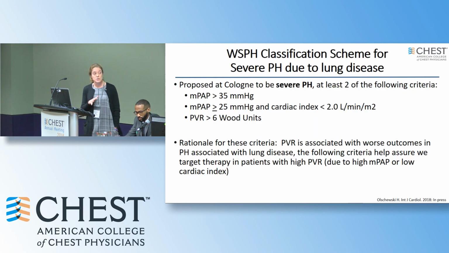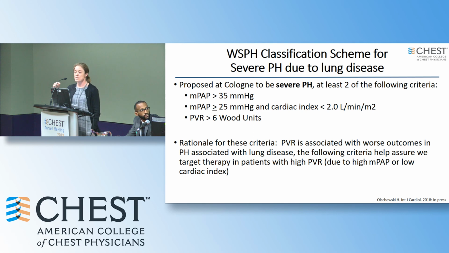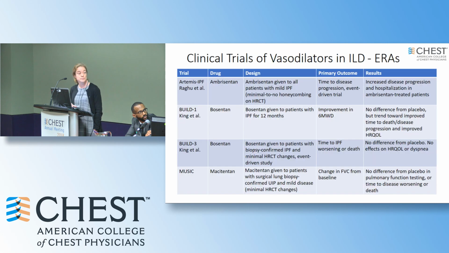So the Cologne Consortium met this summer, and they meet regularly as well, and they defined severe pulmonary hypertension in interstitial or in lung disease as meeting at least 2 of those criteria, those being a mean pulmonary artery pressure of greater than 35 or greater than 25 with a cardiac index below 2, or a pulmonary vascular resistance of 6 Wood units. So they had to have 2 of the 3. And the idea behind that is they really want to target severe PH as being those patients that have an elevated pulmonary vascular resistance, arterial disease, because that's what we saw on that previous mortality data.